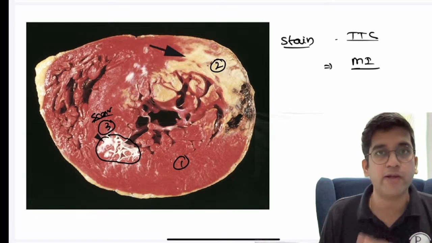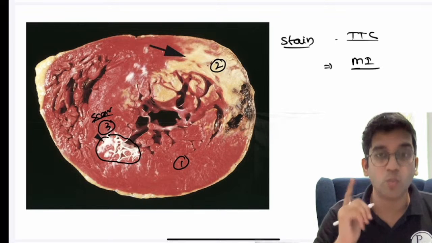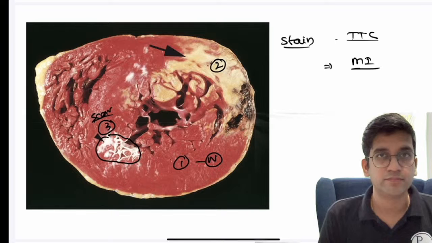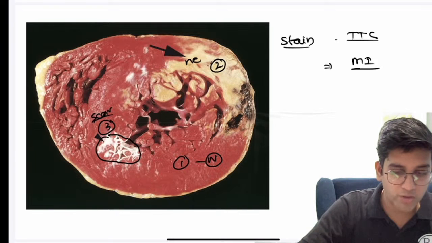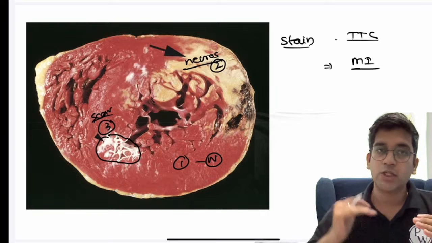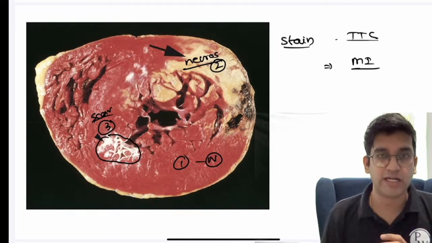Which is normal myocardium, 1 or 2? Perfect. 1 is normal myocardium, right? And what is 2? 2 is your necrotic area, right? The coagulated necrotic area will be pale in color, normal myocardium will be red in color, and completely white color will be a scar tissue, right?